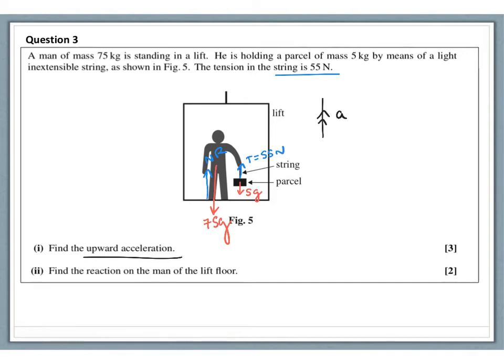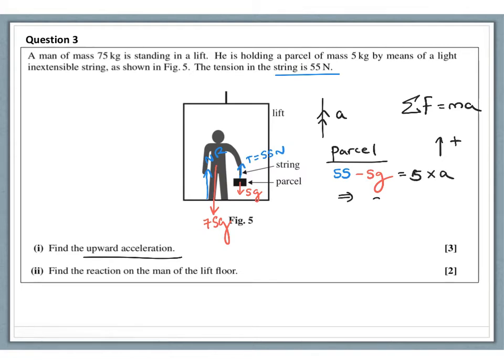Now, all of the contents of the lift will also experience the same acceleration, so what we will do is look at the forces acting on the parcel, and we will apply Newton's second law of motion, resultant force equals mass times acceleration, choosing up as our positive direction. So, tension acts upwards, the weight acts downwards, and this is equal to the mass, which is 5, multiplied by the acceleration a. Rearranging this gives me an acceleration of 1.2 meters per second squared.